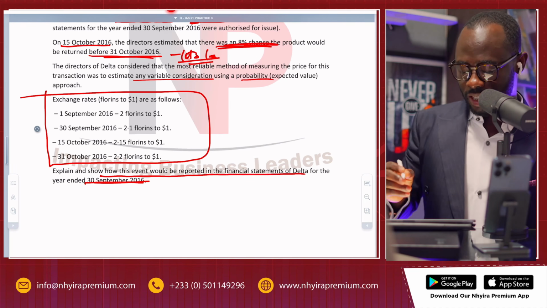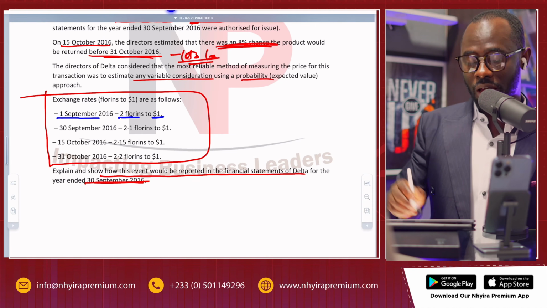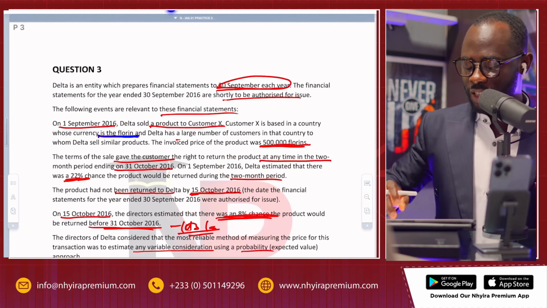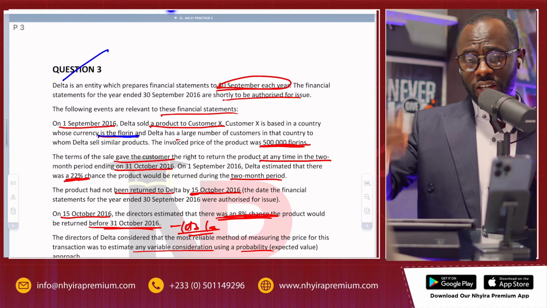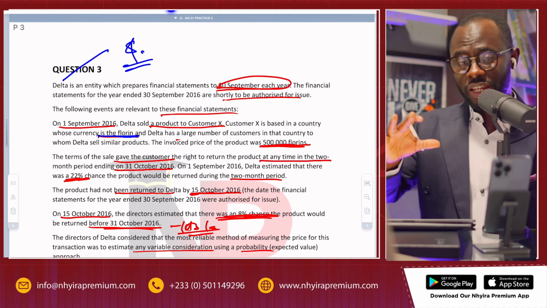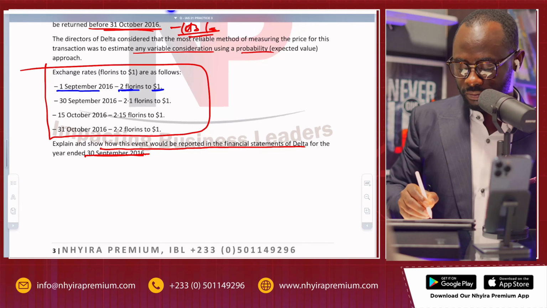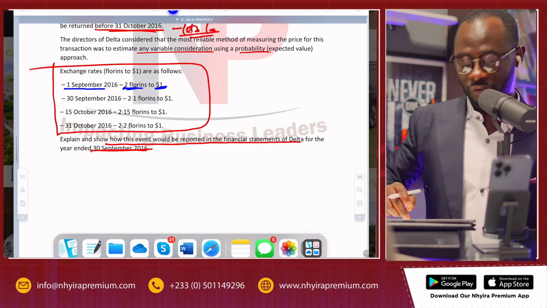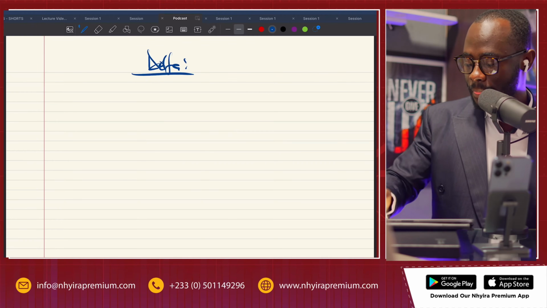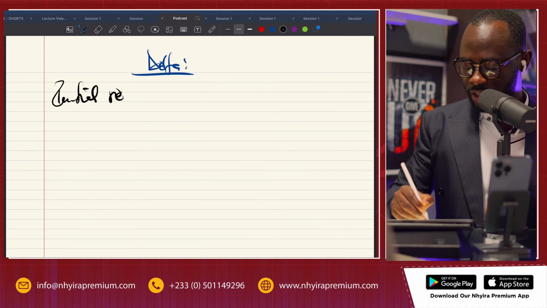So what's going to happen is that on the date of the transaction, 2 florins equals $1. Because remember, the customer is in a country whose currency is the florin. So it means our company, Delta, their functional currency is going to be the US dollar. Okay, that will be their functional currency. So on the date of the transaction, $1 is equal to 2 florins. So now that we have done the workflow, let's go to Delta. And then let's bring in the initial recognition.